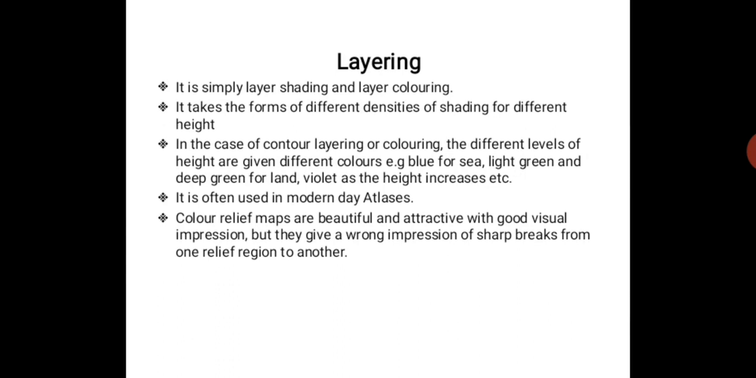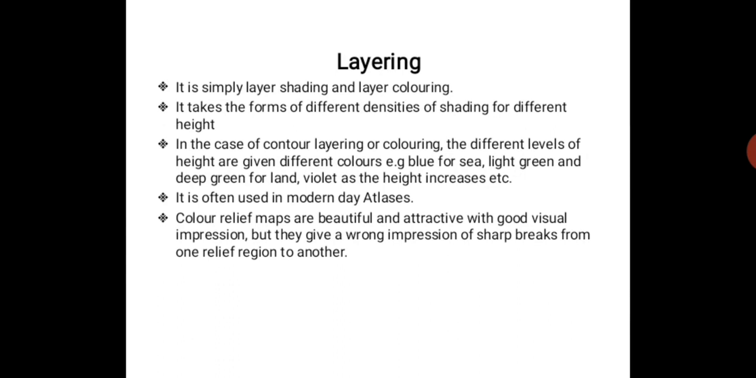When we were in the basic section, or when you were in JS1, JS2, fine and applied art taught you how to shade your drawing. You shade where light comes in and where the light does not come in at a particular time. So you know how to give different visual shading to a particular object you are drawing. It takes the form of different densities of shading for different heights.